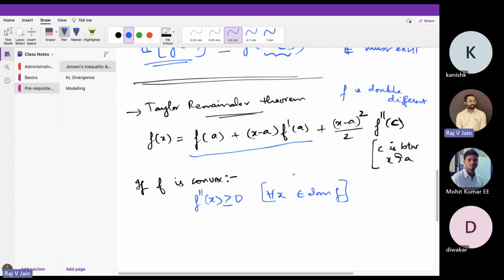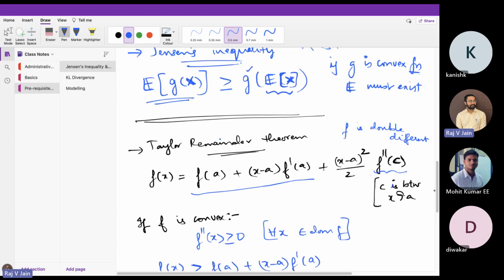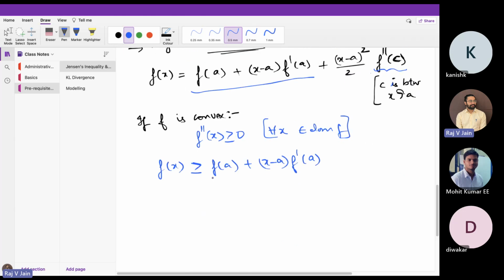So when this happens, and we know that x and a are both real values, x minus a squared is again a non-negative quantity, and f double dash is also non-negative. So what will end up happening is that this term now becomes, I can write it as, f of x greater than or equal to f of a plus x minus a times f dash of a. So we have got this greater than or equal to part clear.